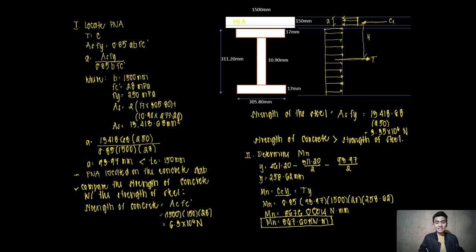So I have here 867.60 kilonewton meter as our final answer for case number 1, which is the plastic neutral axis located on the concrete slab of our composite beam. All right, so that is it for case number 1. How about case number 2?